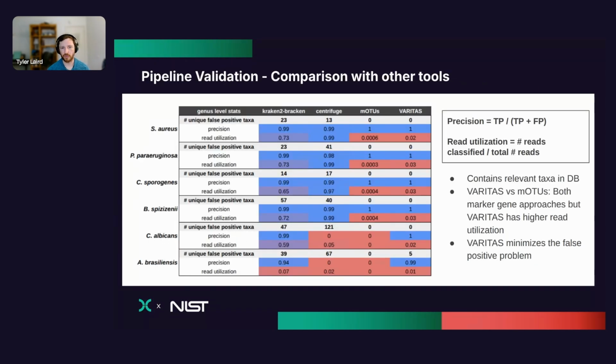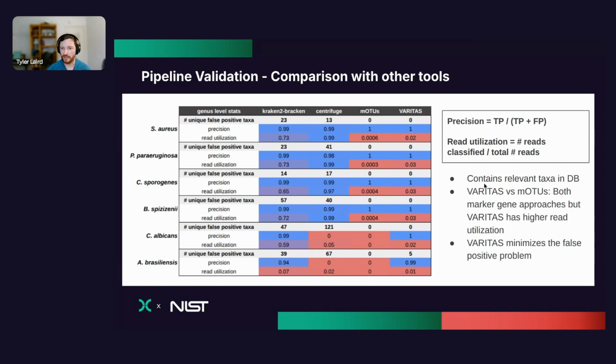We can also look at some other validation experiments where we're comparing the VARITAS pipeline with other tools and databases that are available. So in this case, we put those 1 million reads through VARITAS along with Kraken2 Bracken, Centrifuge, and MOTUs with default databases that are available for those. And again, looked at precision as well as another metric, which is read utilization, or the number of reads classified over the total number of reads.